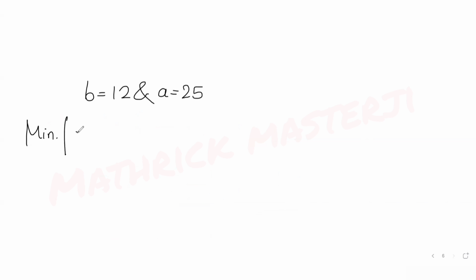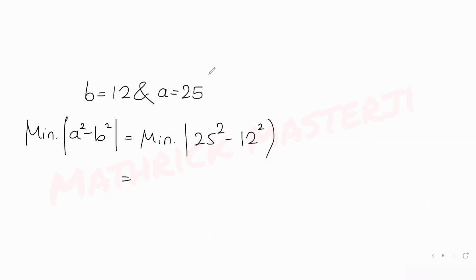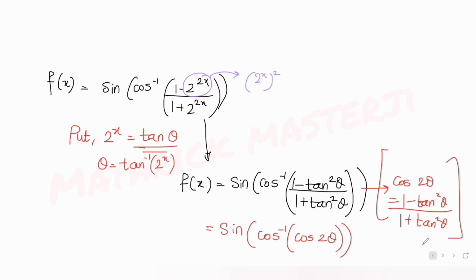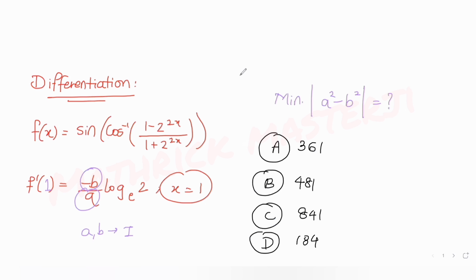Now once I get a as 25 and b as 12, if I just find the minimum value of mod of a square minus b square. So if I want to find the minimum value of this entire a square minus b square, that is 25 square minus 12 square. So you get that as 625 minus 144. So if you solve that, you get that as 481. You get the answer for the question which is asked to you here, and that matches with option B. So B is the correct answer for the question given to you.